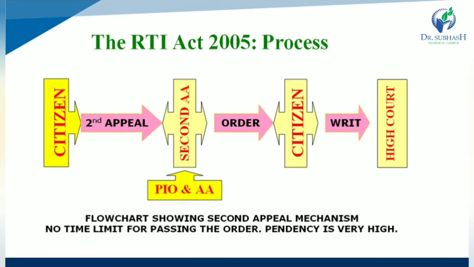In the flow chart, if the citizen goes for second appeal, the second appeal authority and the public information officer work together, and an order is passed. That is the citizen's right. The writ application is then transferred to the High Court, and there is no time limit for passing this type of order. In the second appeal mechanism, the pendency is very high. So that is about the second appeal mechanism.